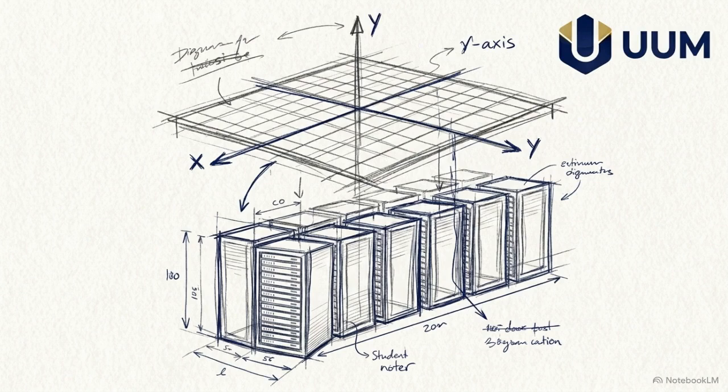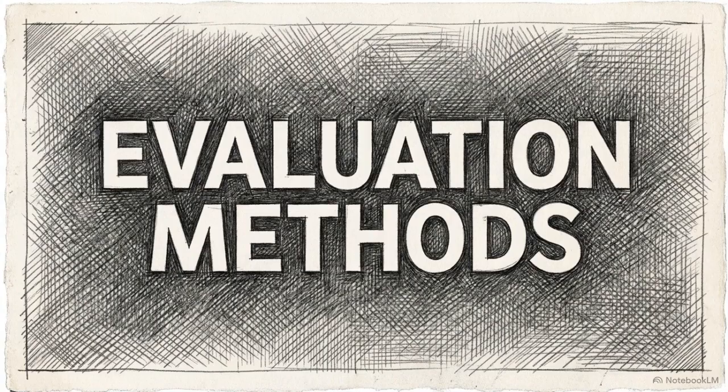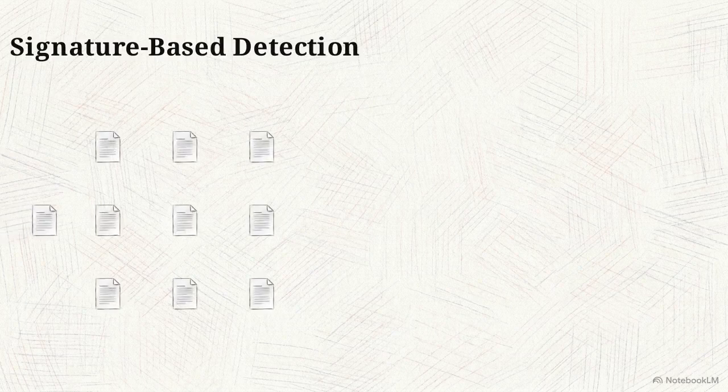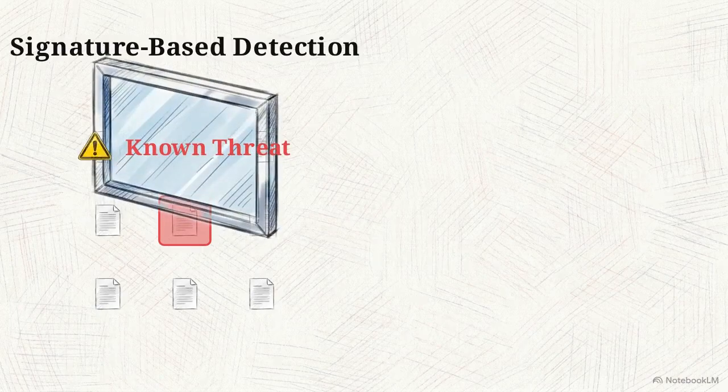Now that we know where to place our sensors, we have to define how those sensors mathematically evaluate the data they collect. This is our second axis, detection logic. The first method is signature-based detection, relying on a historical dictionary of known malicious code. The system compares incoming files against this database, scanning for an exact programmatic match. Only when the incoming code perfectly matches a historical signature does the system generate an alert.